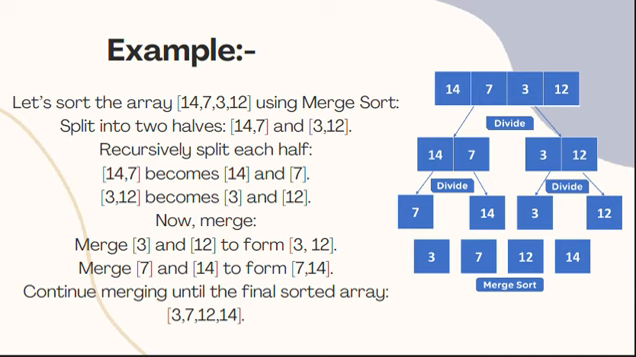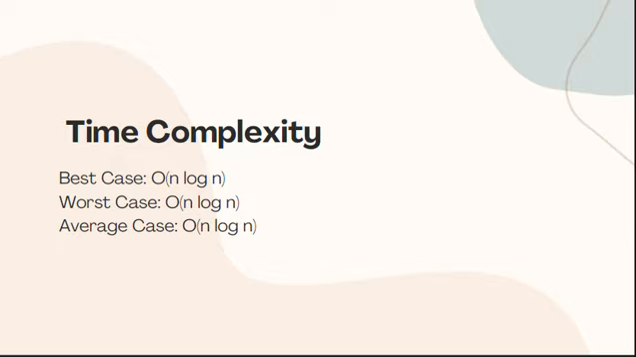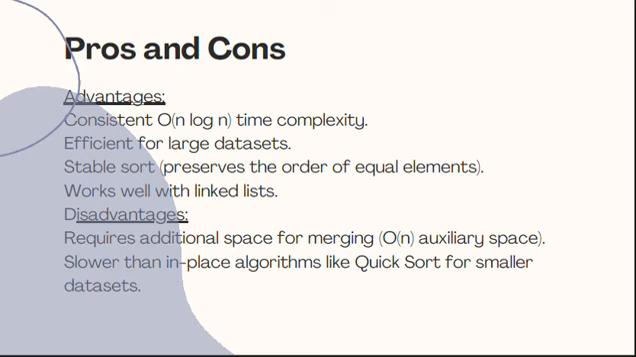Let's see the time complexity. One of the best features of merge sort is its time complexity. In all the cases, merge sort has order of n log n time complexity. Unlike algorithms like quicksort, merge sort performs well even for the worst cases, making it a stable and reliable sorting algorithm.